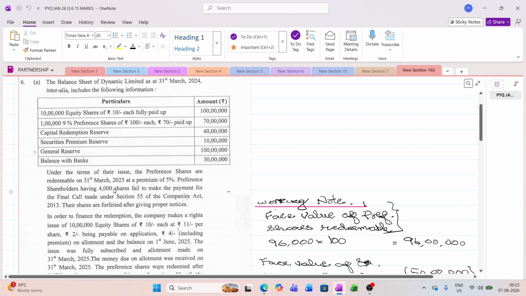Okay. Then out of the balance 1 lakh preference shares, 4,000 shares were forfeited, so only 96,000 shares will be redeemed. Is it clear?